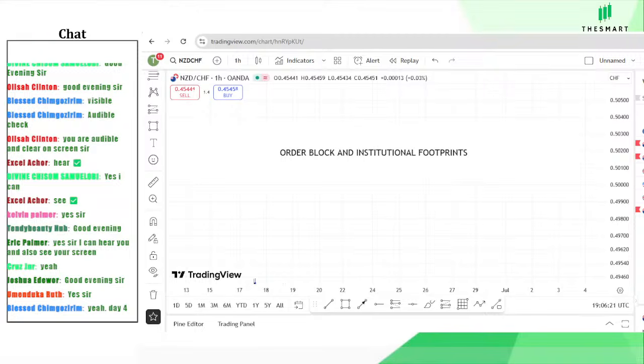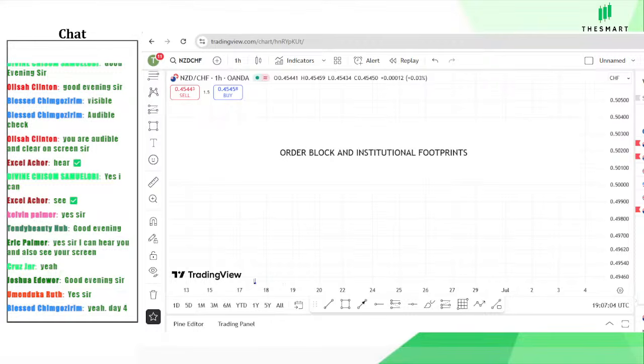Now, talking about institutional footprints, we'll be looking at some of those traps and patterns exhibited by the institutions or the market makers to trap traders in the market. We'll combine these two to give us a valid order block. In the last class I was saying that not all breaks of structure or changes of character are valid order blocks. They are order blocks, but not valid ones. So tonight we will look at the valid ones and the fake order blocks, the ones to avoid while trading.